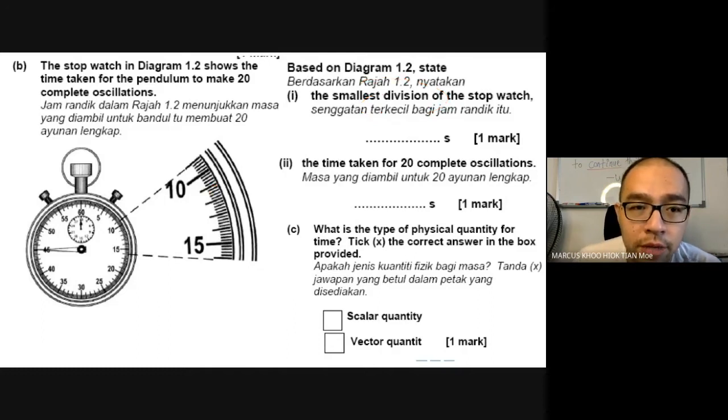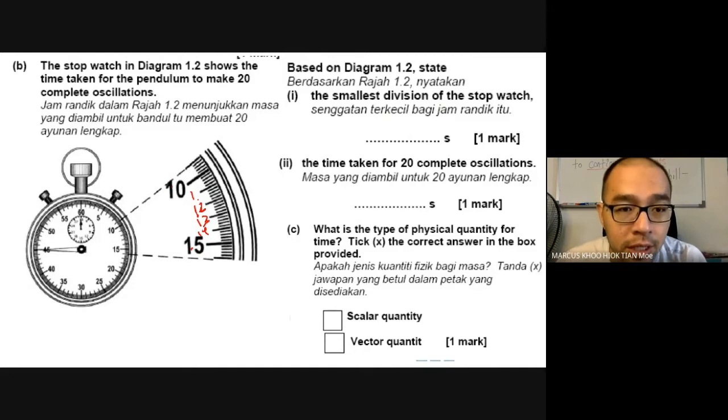So you know that if this is 12, this is 10, and this is 15, and there is 1, 2, 3, 4 before the 15, right? So you know that each big division, this is 11, this is 12, this is 13, this is 14, this is 15. So that means the big division is 1 second, because every big division is 1 second.